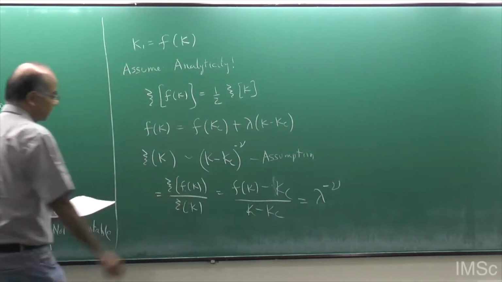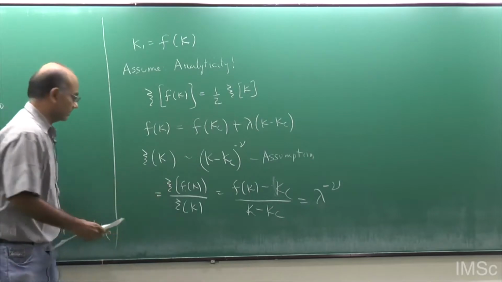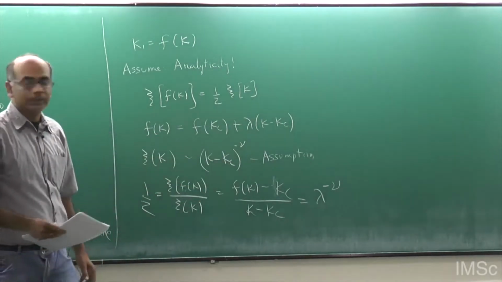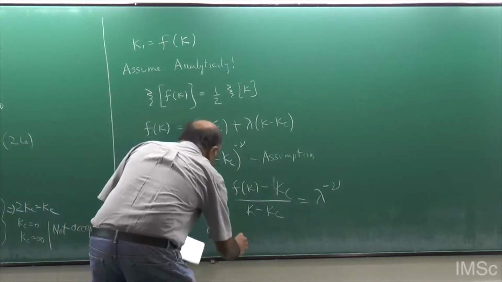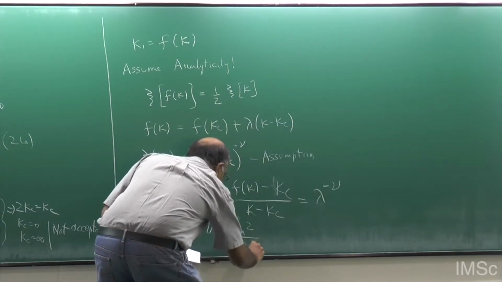What is this ratio? Half, because you've just done one blocking. So this is half, and you can calculate nu from this relation. So nu is just log 2 divided by log lambda.